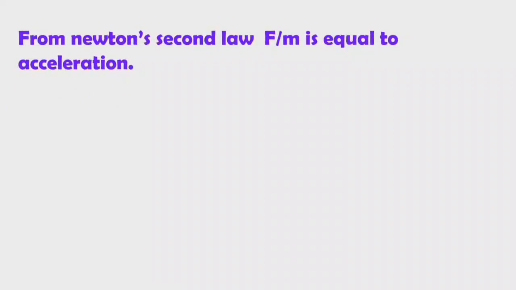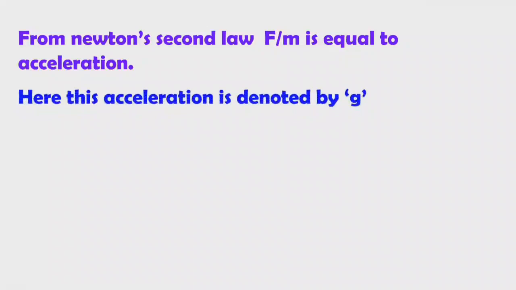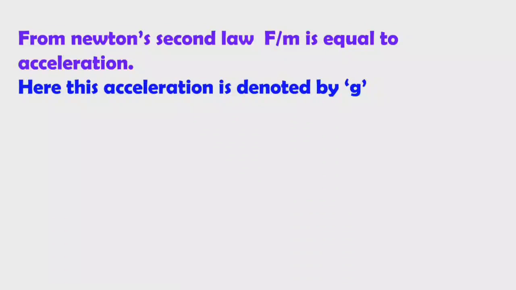From Newton's second law, which you already know, F = ma, or F/m is equal to the acceleration. Here this acceleration is denoted by g. In place of small a, we write small g. This is the free fall acceleration. So what do we get? g = GM/R². In place of F/m, we substitute small g, the free fall acceleration.